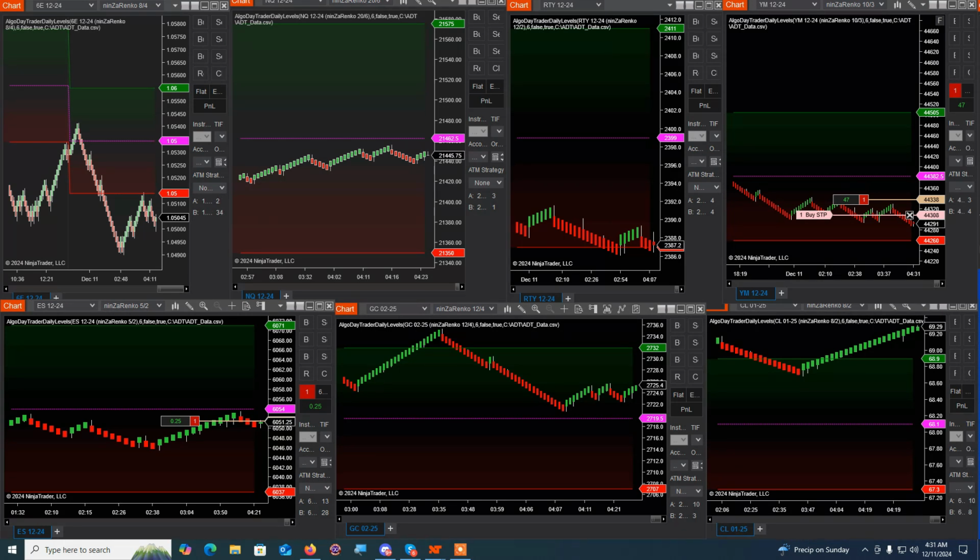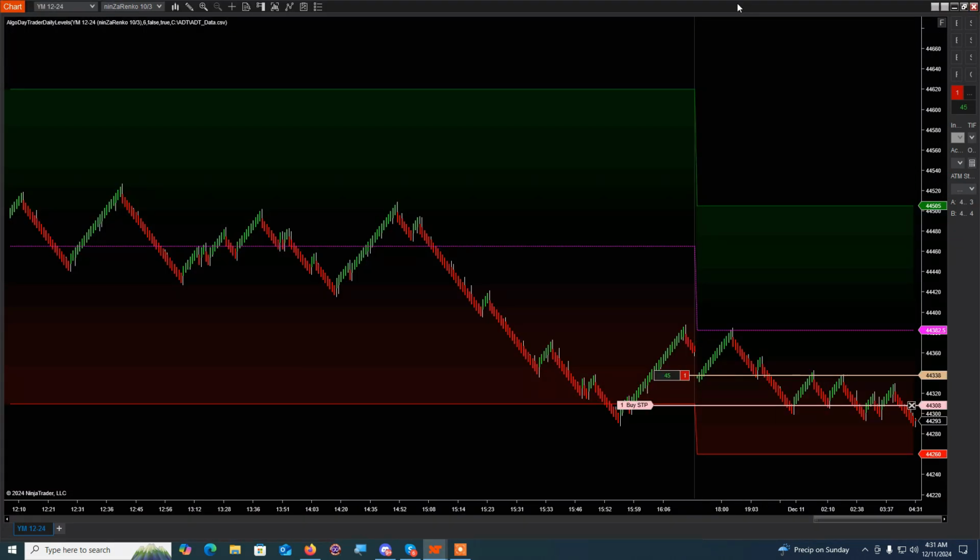So on each chart you see a green line, that's the buy level, you see a red line, that's the sell level, and you see a purple line, that is the midpoint. Above the midpoint I'm looking to be long toward the buy level, below the midpoint I'm looking to be short toward the sell level. So I am in 2 trades right now.